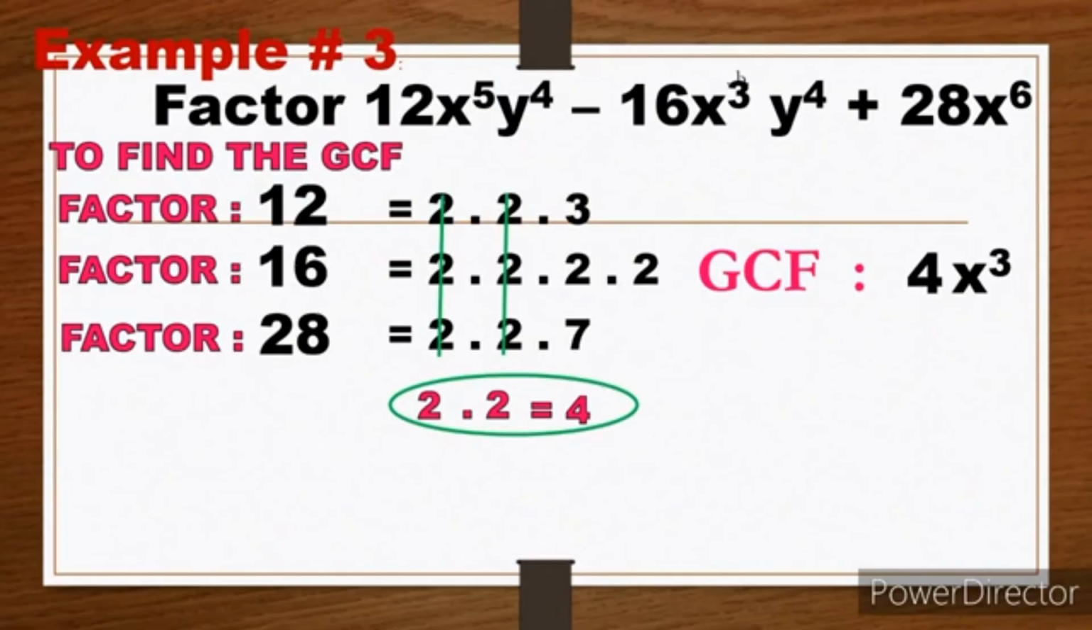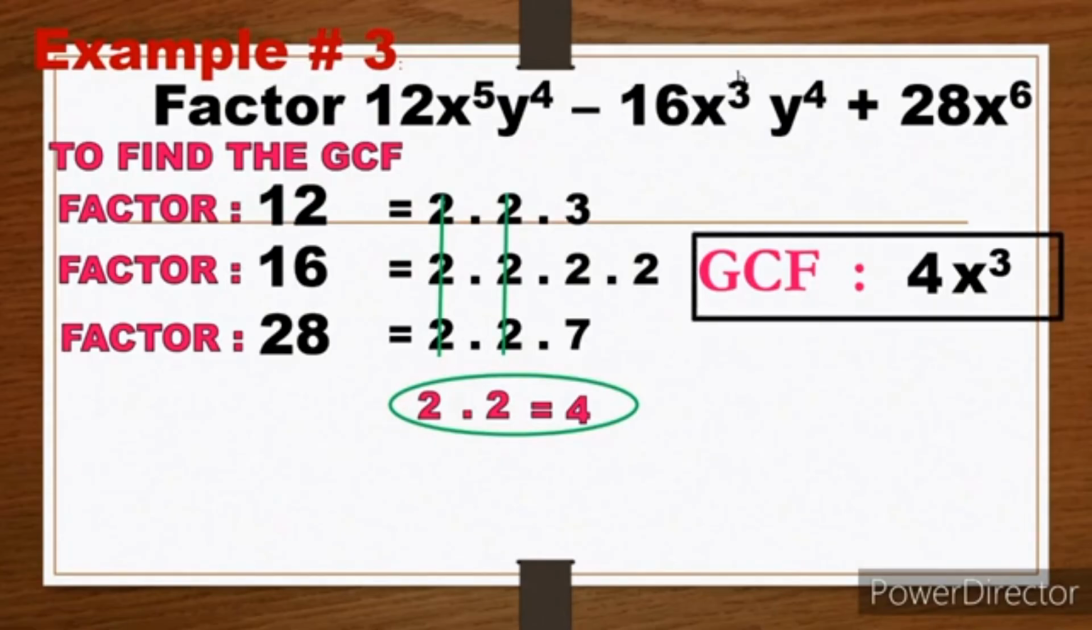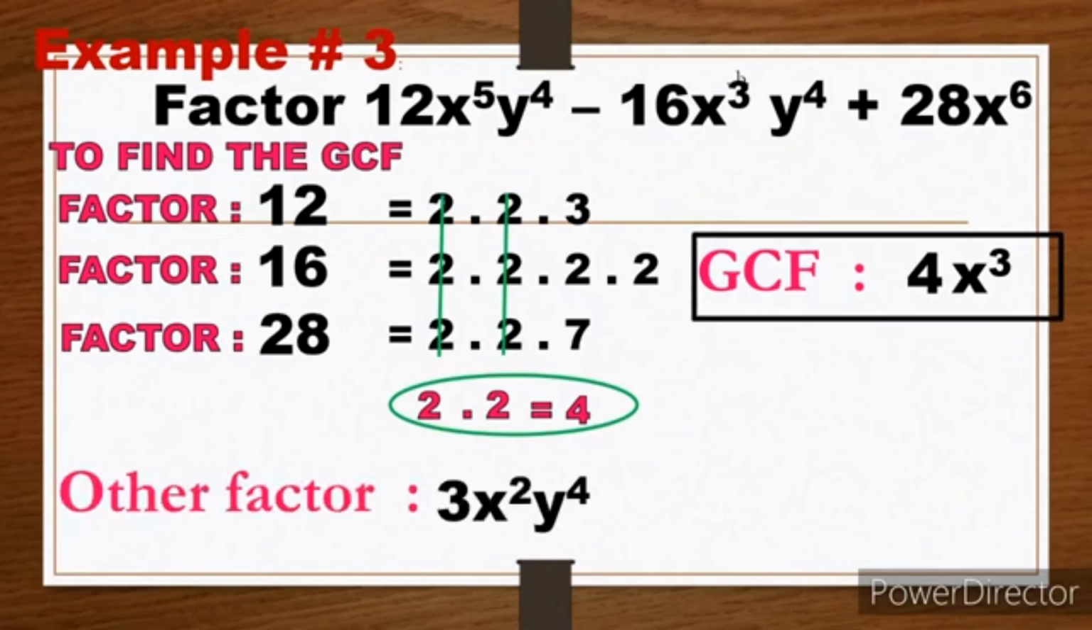Okay, the question is, bakit hindi kasama yung y raised to 4 or the variable y? Okay, hindi kasama ang y sa GCF kasi hindi siya common sa lahat ng terms. Common lang siya sa first and second terms. But the third is walang y na variable. So, that's why ang GCF lang natin is 4x cubed. And to find the other factor, i-divide lang natin yung given polynomial natin sa GCF.